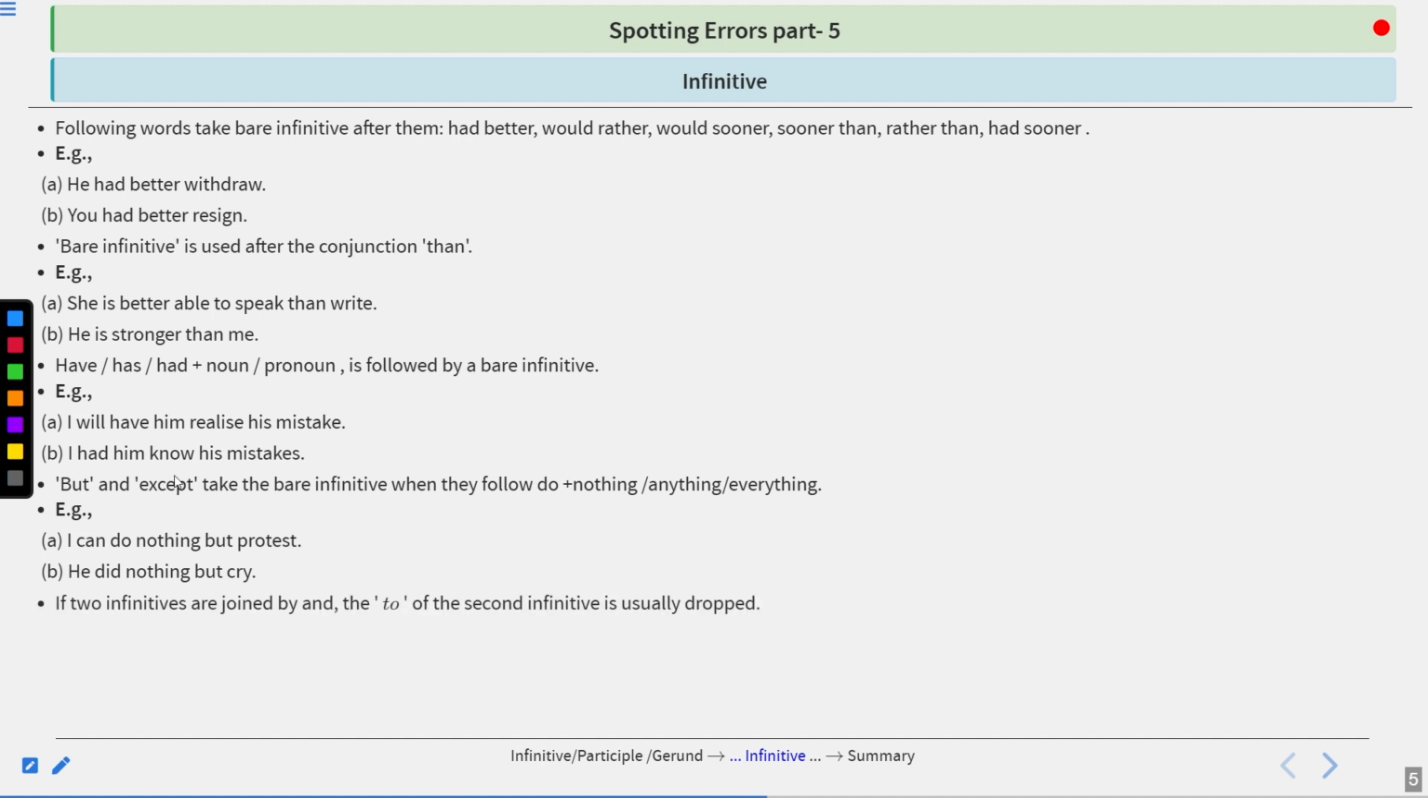If two infinitives are joined by and, the to of the second infinitive is usually dropped. So we usually drop the to of the second infinitive if we have already used to in the first. I intend to sit in my room and read novels. As you can see, in the earlier part of the sentence we have used full infinitive, to sit, and here we have used bare infinitive, read only. We have dropped the to.